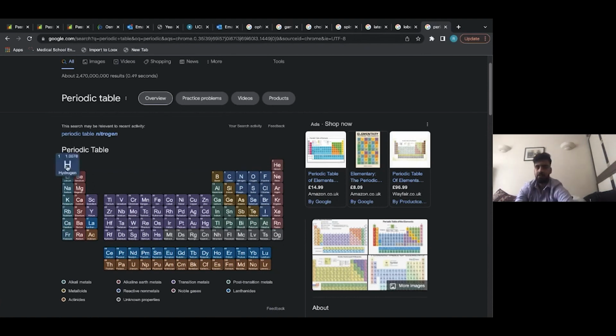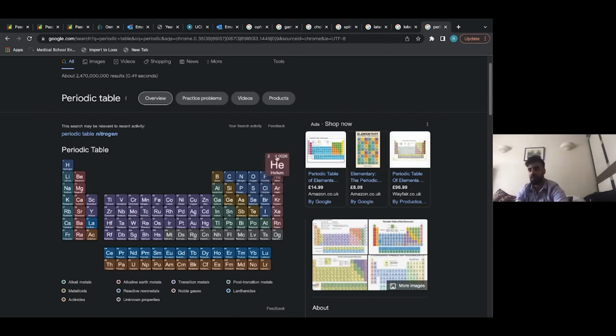But also hydrogen is diatomic as well, so you don't want to miss that one out. If you want to remember like that, from nitrogen onwards, nitrogen, oxygen, fluorine, chlorine, bromine, iodine, these are all diatomic, and so is hydrogen. They're the main ones that I think you need to remember.